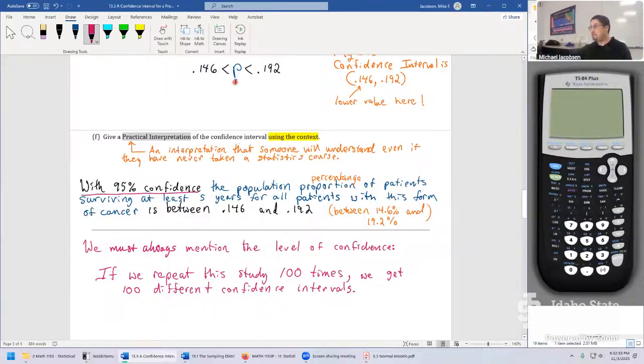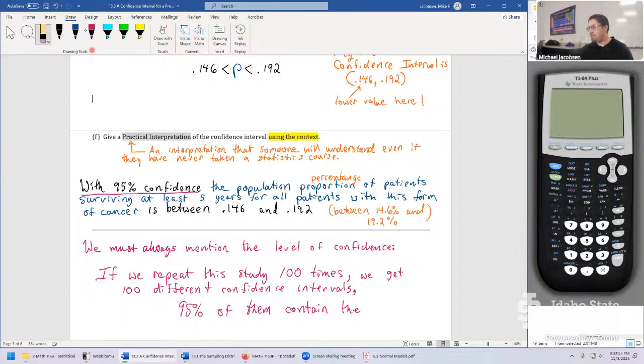And well, this confidence interval here, it could contain the parameter P, but that's not a guarantee. We're only 95% confident it does. The parameter P could be larger than 0.192. It could be smaller than 0.146. And that's the same with all the other 100 different confidence intervals. The unknown is not guaranteed to be inside the interval, but here is the guarantee in this whole process. Repeat the study 100 times, get 100 different confidence intervals. 95% of them contain the unknown.